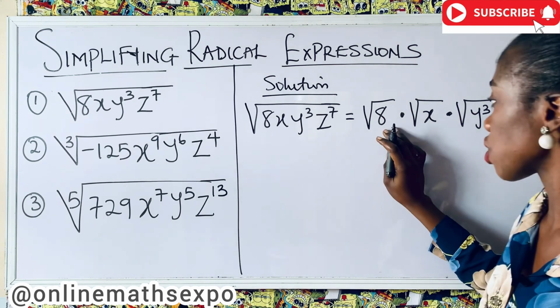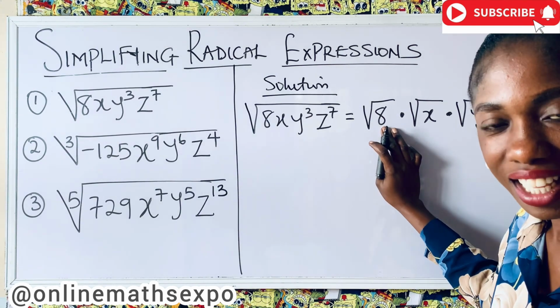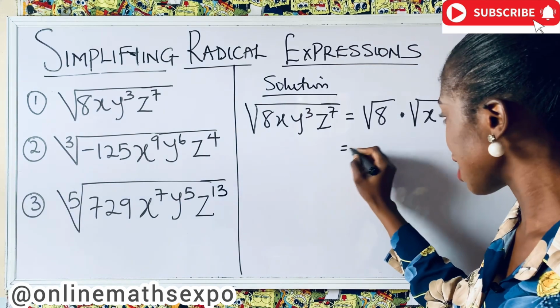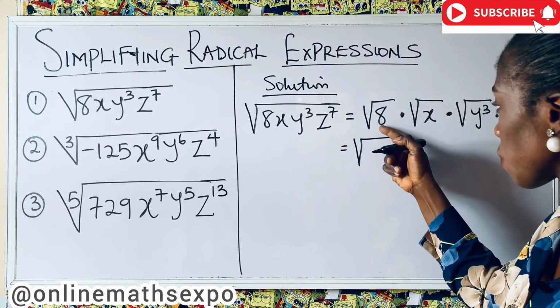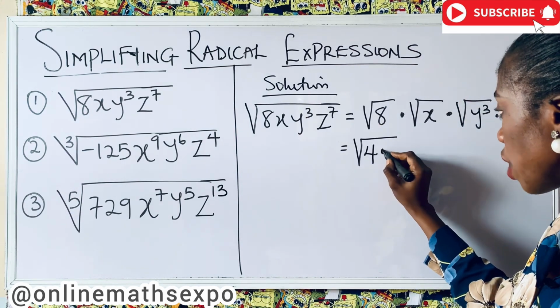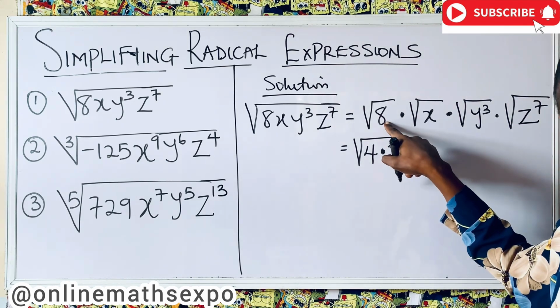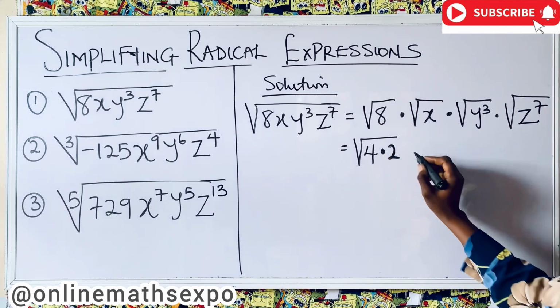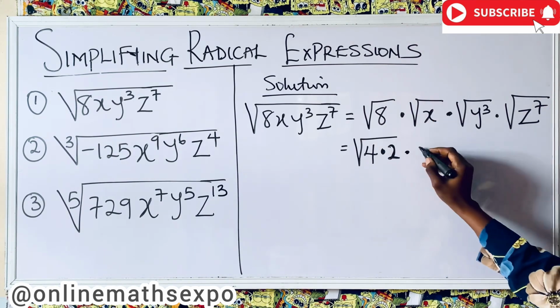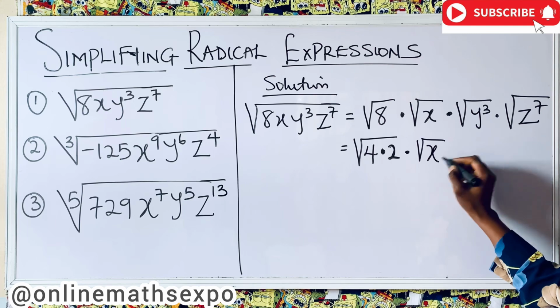Now you are going to ask yourself, what is the perfect square in this 8? For this 8, the highest perfect square there is 4, so that when you multiply 4 by 2, it gives you back 8. Did you get that? Now for this, it is not perfect yet, so we can still bring it down.